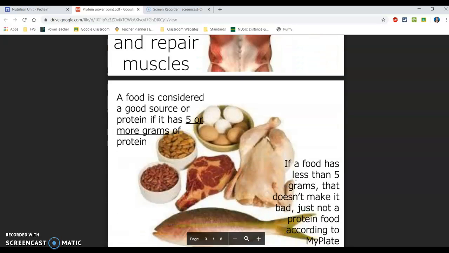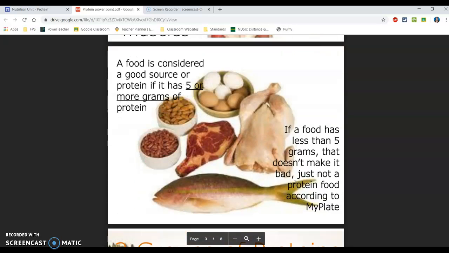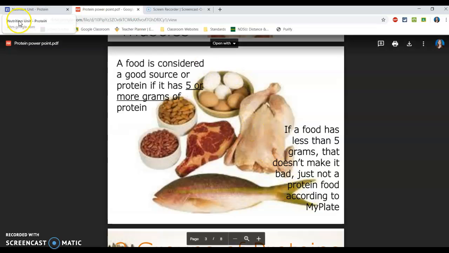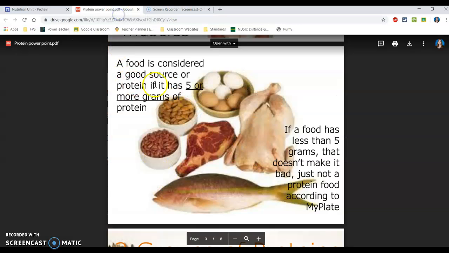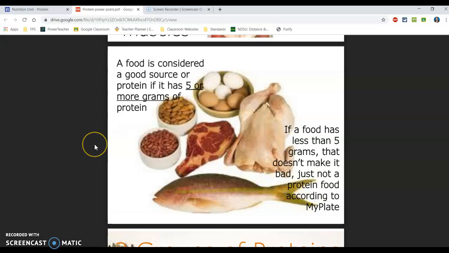So now you can go ahead and get your notes back out. On the left side of the page, so right here, blank grams or more, you can go ahead and write in 5 or more grams. So in order for a food to be considered a protein food, it needs to have 5 or more grams of protein. So if a food has less than 5 grams, that doesn't make it bad. It's just not a protein food.